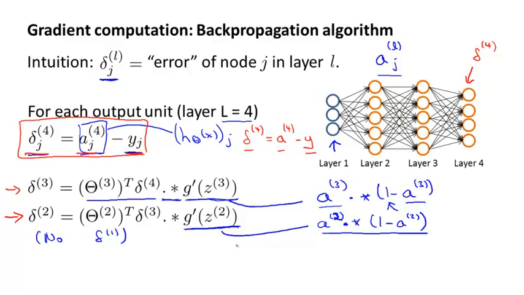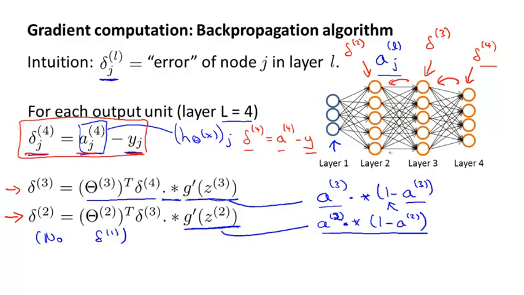The name backpropagation comes from the fact that we start by computing the delta term for the output layer, and then we go back a layer and compute the delta terms for the third hidden layer, and then we go back another step to compute delta 2. And so we're backpropagating the errors from the output layer to layer 3 to layer 2, hence the name backpropagation.